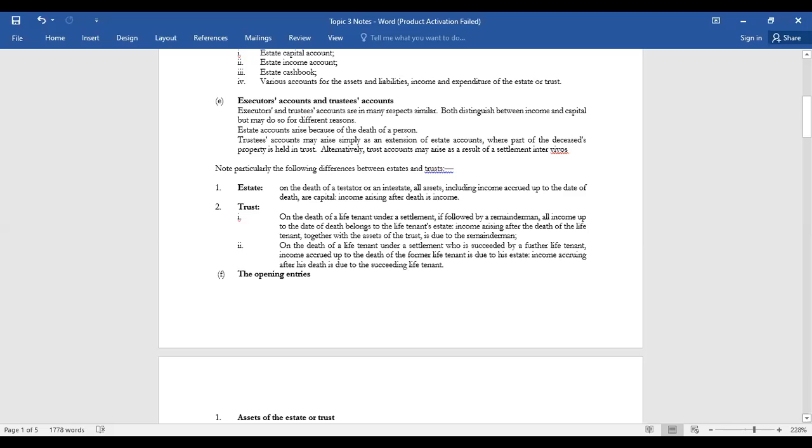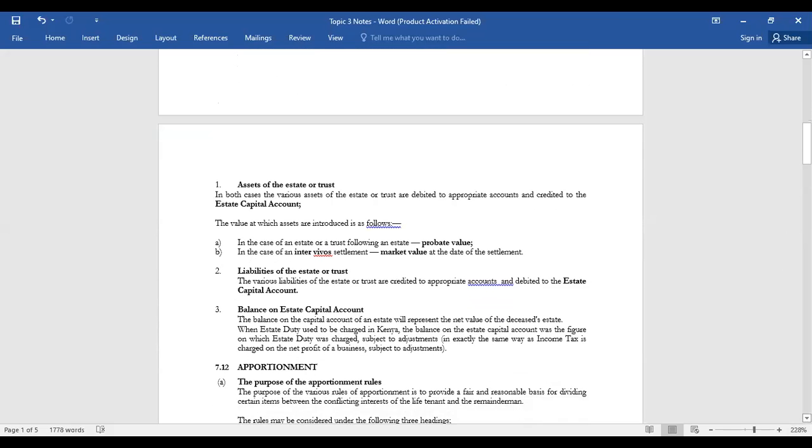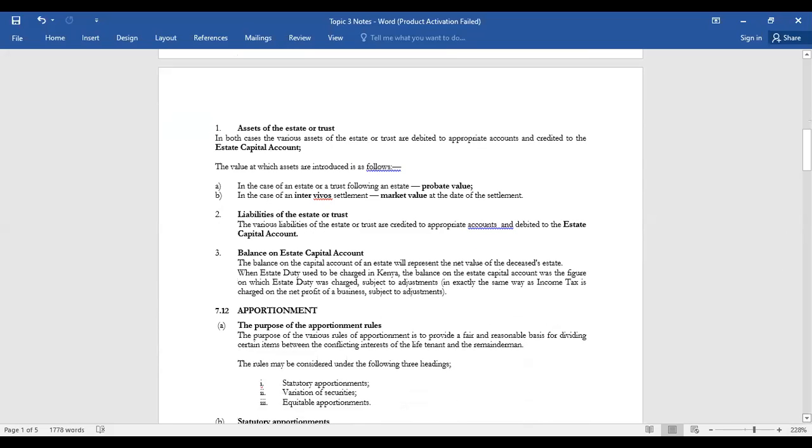Now these are the entries. We are saying the assets of the estate or the trust, in both cases, various assets of the estate or trust will be debited to appropriate accounts and credited to the estate capital account. So you can see what we are debiting. We are debiting the related assets account, but crediting the estate capital account. The value at which the assets are introduced may vary, and it is as follows.